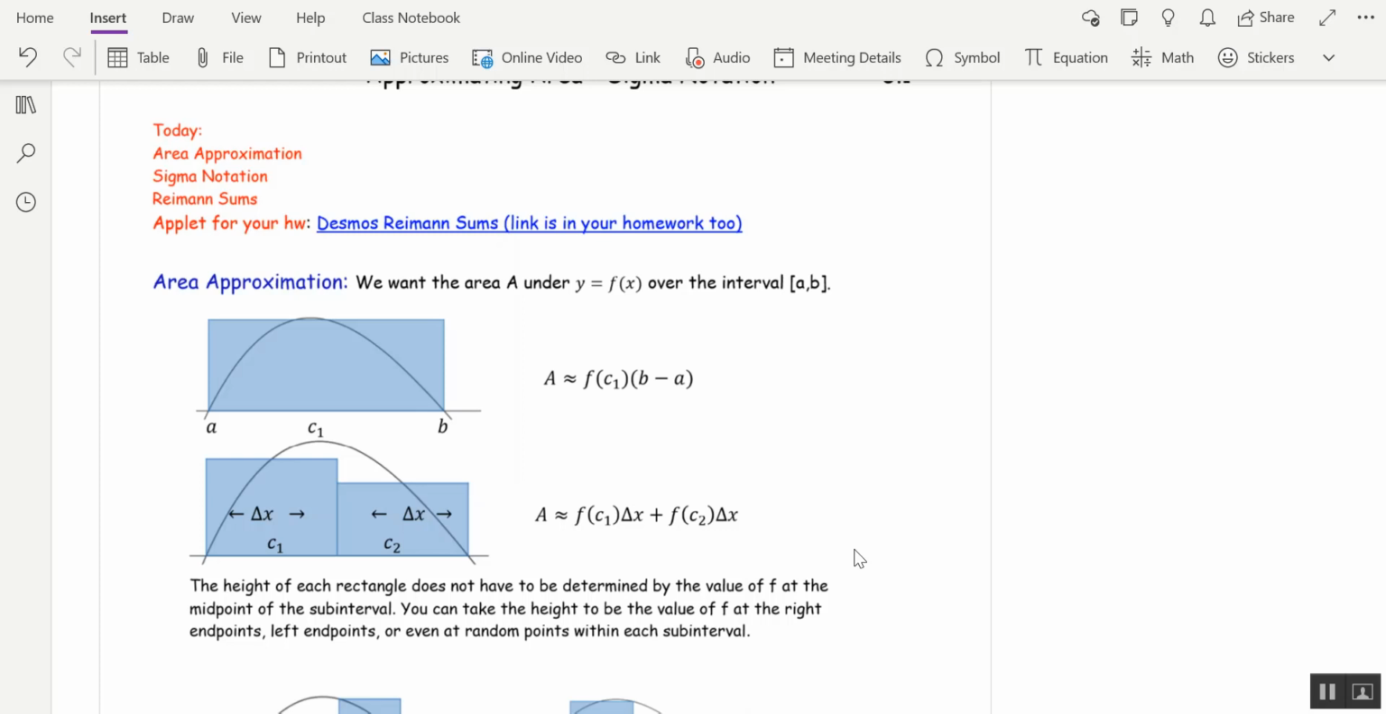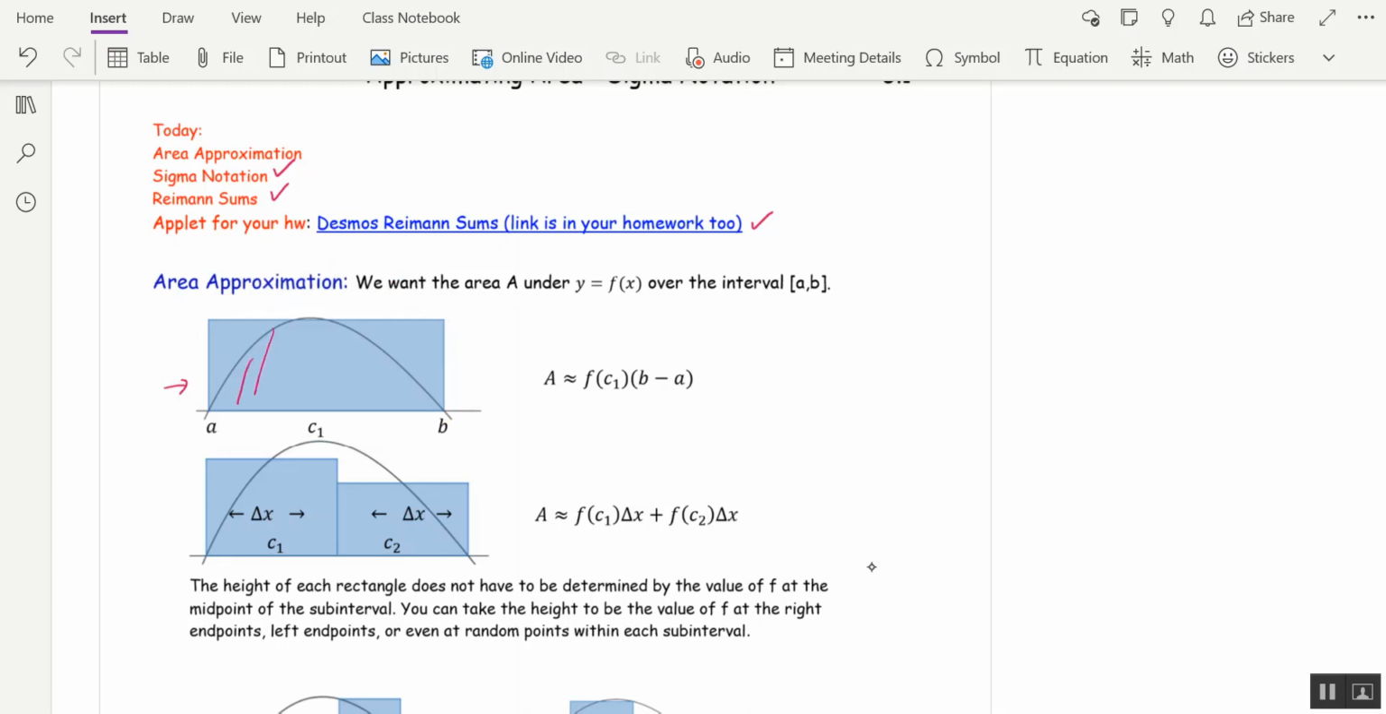Welcome to Chapter 5. Today we want to talk about area approximation, and we're also going to talk about sigma notation, Riemann sums, and I'm going to show you an applet you can use for your homework. So suppose we want to approximate the area under this curve here from A to B.